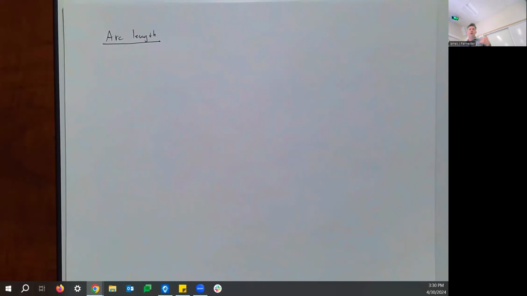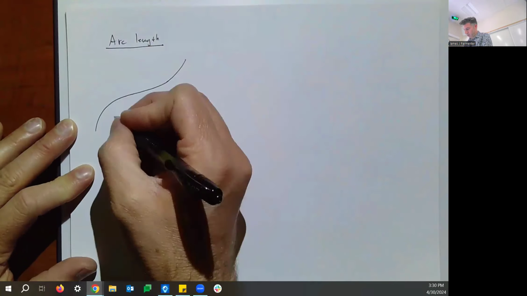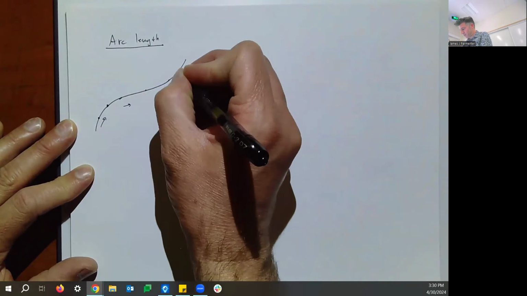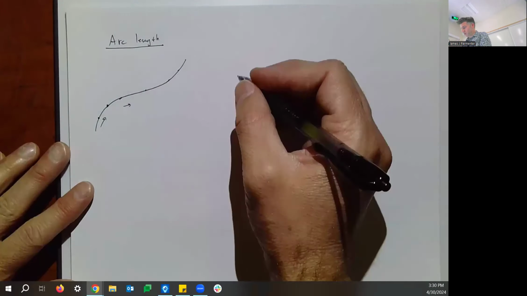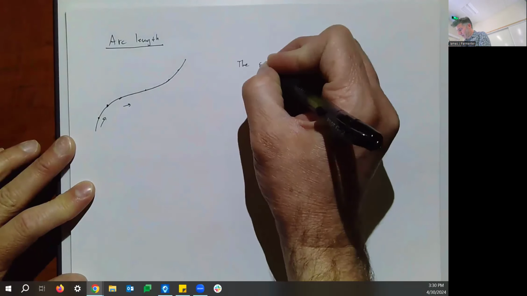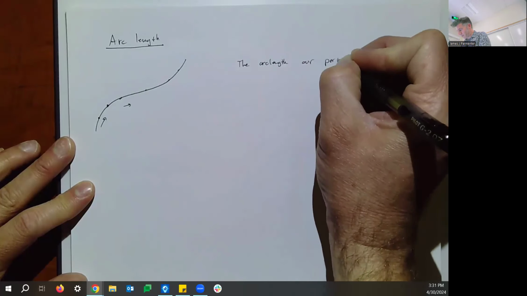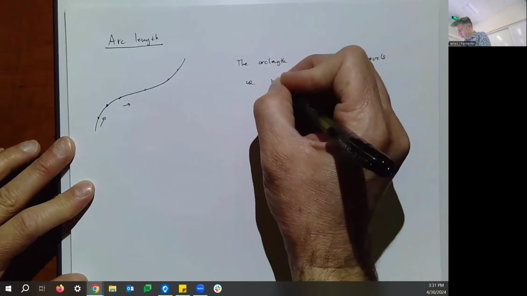So one way of talking about arc length is to imagine you've got a particle moving along a curve. So you've got some curve, maybe it looks like that, and you've got some particle that's moving in this direction. It just keeps going on and on and on. And we're trying to figure out how far it's gone. So we're going to call the arc length our particle travels S.